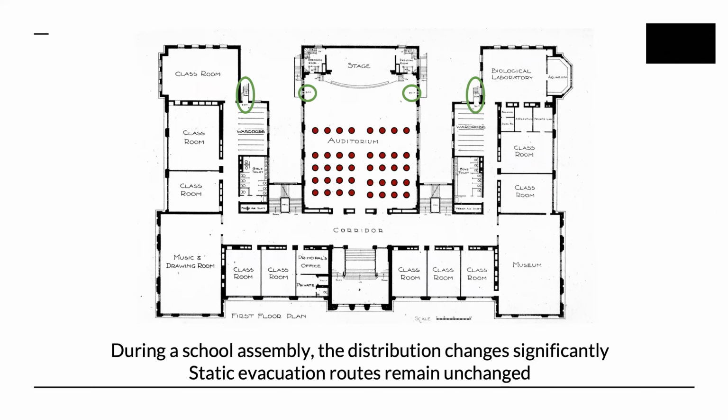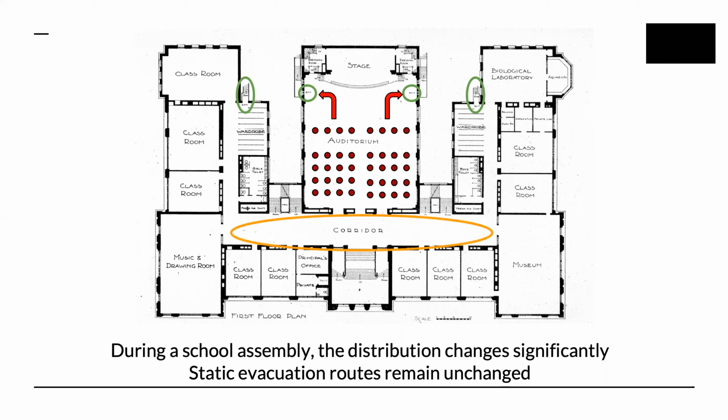But let's take a step back and consider another scenario where a school assembly is in session. All of the students are in the auditorium, and the only accessible fire escapes are the ones inside the auditorium. So the distribution at each fire escape changes significantly, but the static evacuation routes remain unchanged.